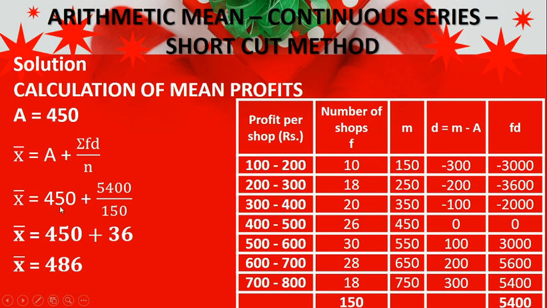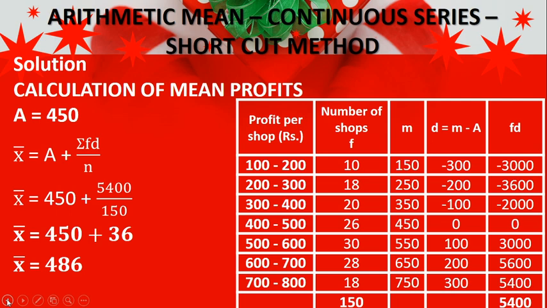A is 450, which we assumed. So the assumed mean which we took, 450, plus sigma FD 5400 by N. N is the total of frequency, so 150. Now first we solve this part. 5400 by 150 is 36. 450 is already there, plus this 36, we get 486.